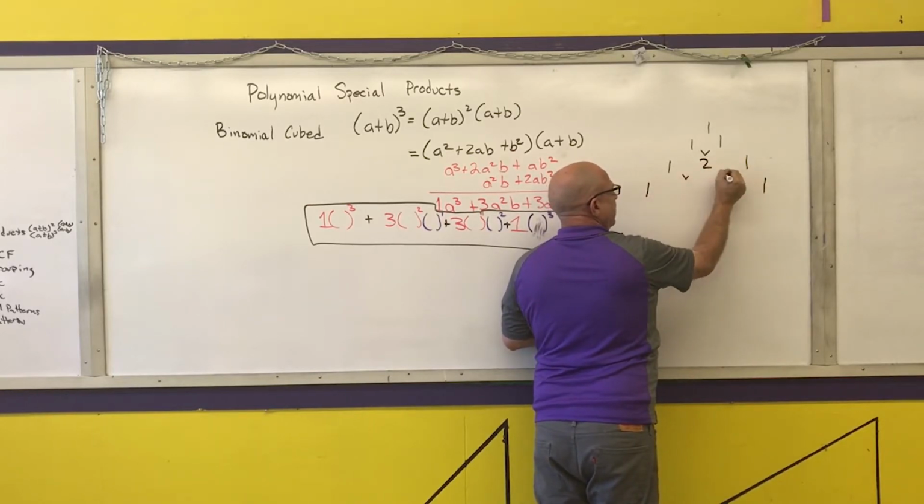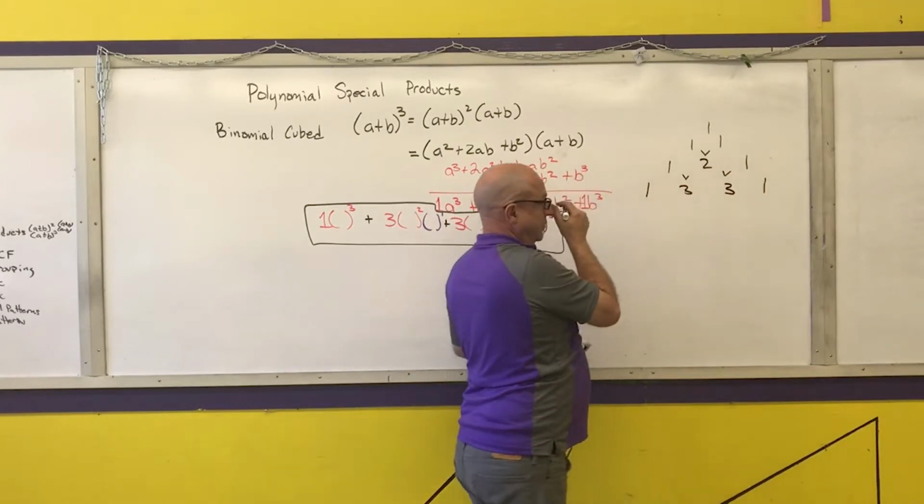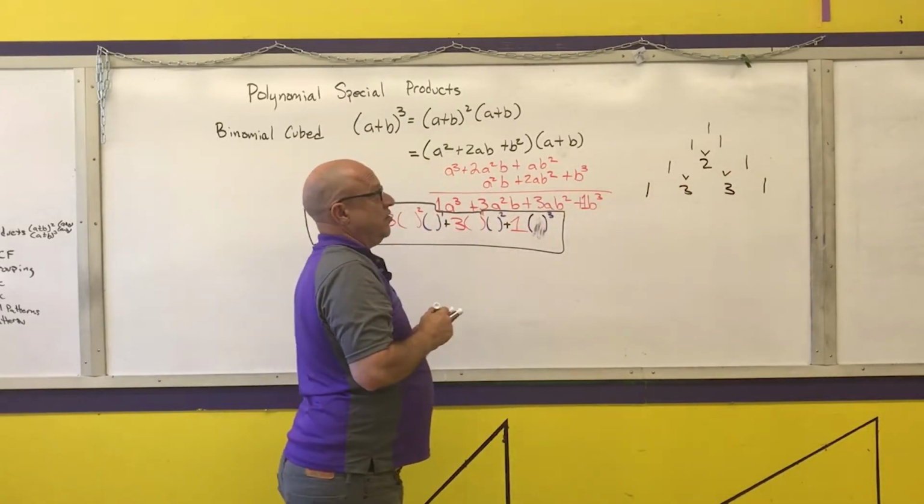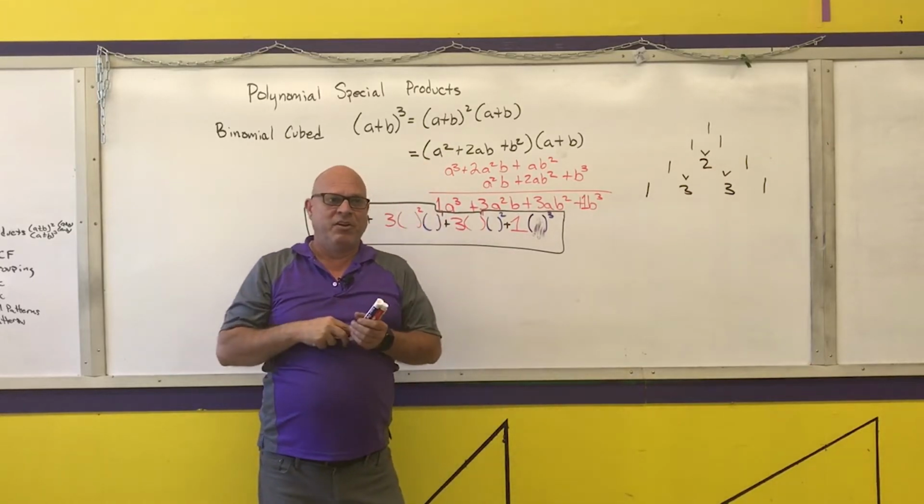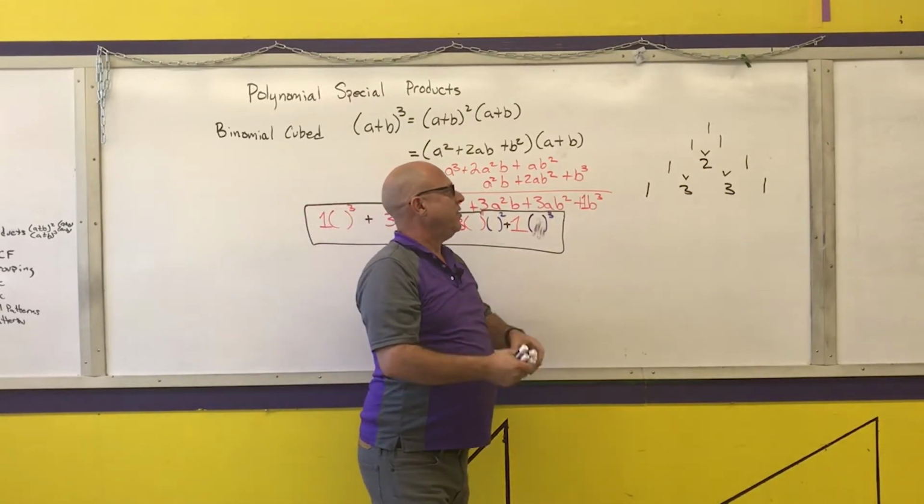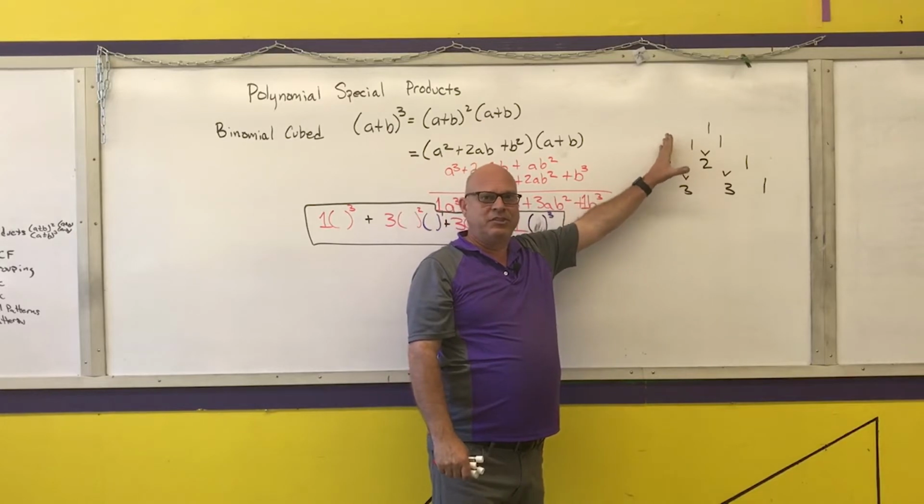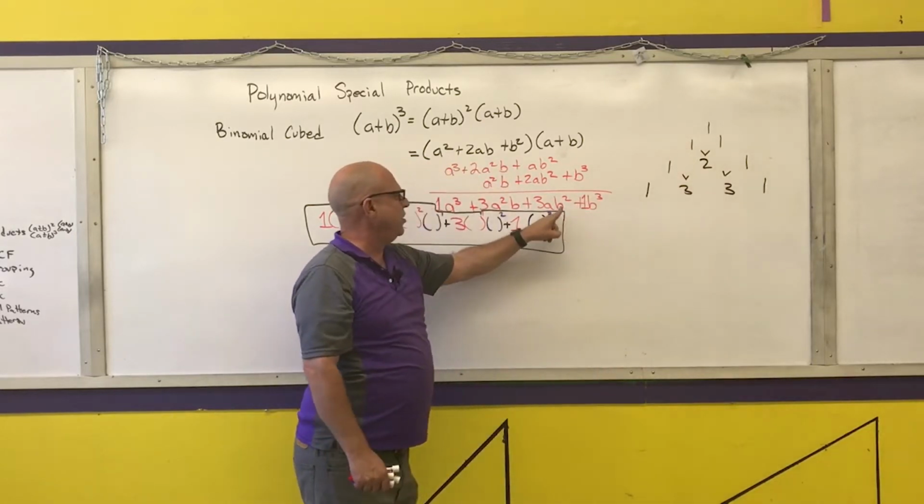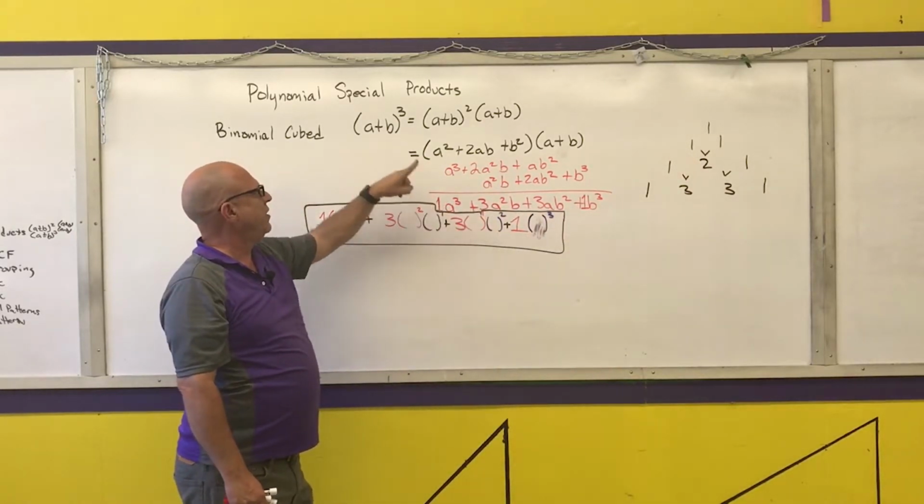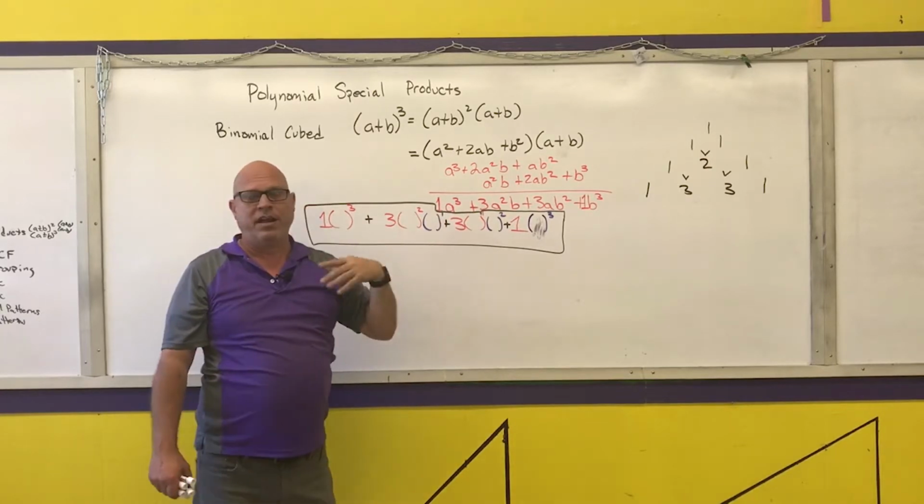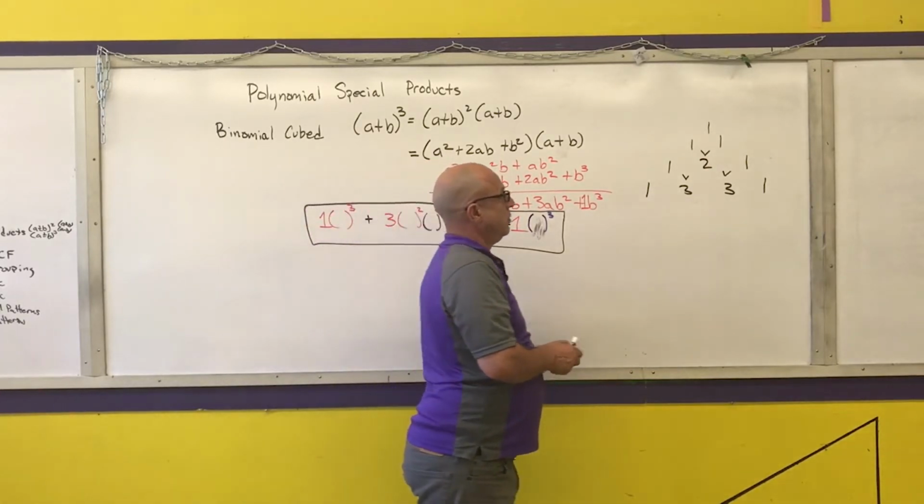So 1 plus 2 is 3. 2 plus 1 is 3. This is part of what's called the binomial theorem, that I can use what's called Pascal's triangle to come up with the numbers that go in front of each of my terms for a binomial to any power.